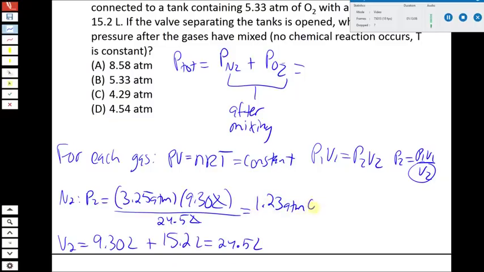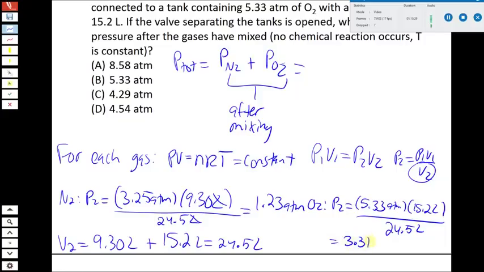And then for O2, we do the same. The final pressure is going to be the initial, which is 5.33 atmospheres for O2. That's the number we were given for O2. The initial volume for O2 was 15.2 liters. And the final volume for O2 is again the combined volume of both, which is 24.5 liters. So for O2, we get 3.31 atmospheres as the final partial pressure.